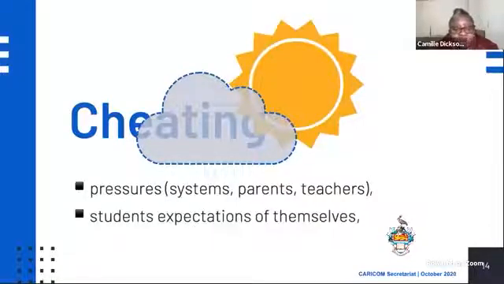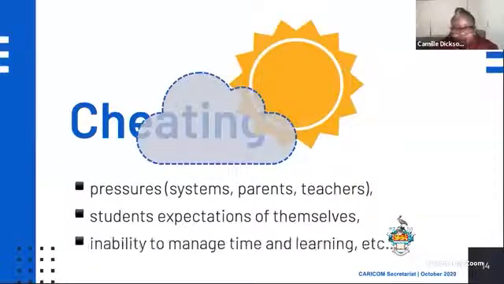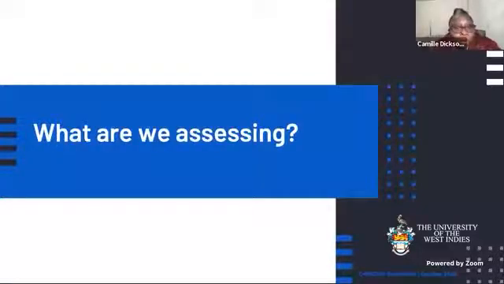Another reason that students cheat is students' expectations of themselves. And I must say this also comes from societal pressures, parents, teachers, and the system as well. Students today have higher expectations of themselves than yesterday. It's because of the era that we're in. Another reason is inability to manage time and learning. As students are getting older, it is difficult for them to learn those skills about managing their own time and managing how to learn in the environment that they are in. So this comes to a question as to what are we really assessing when we think about these things?